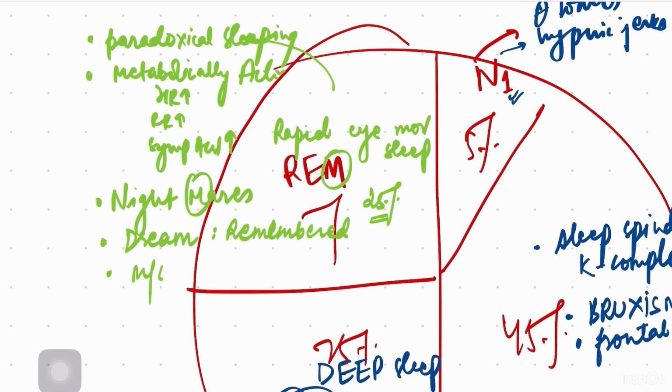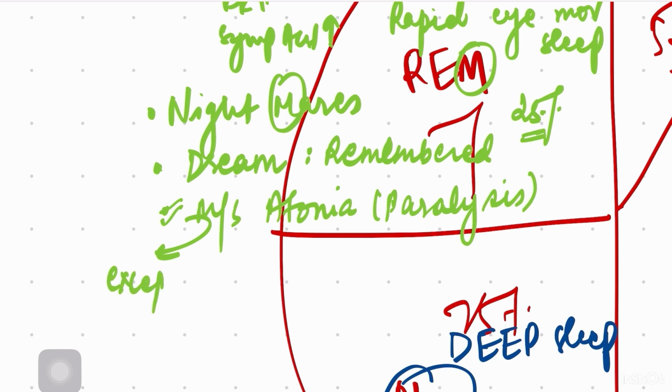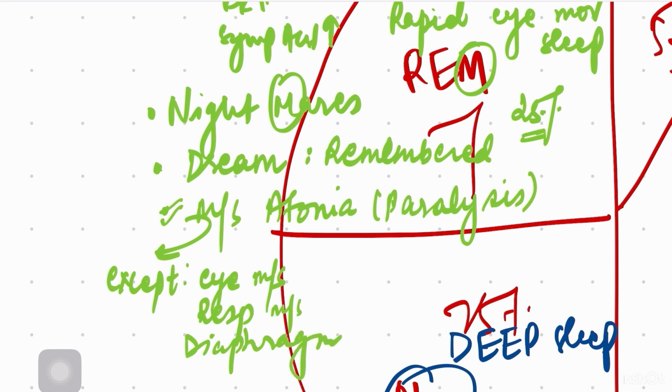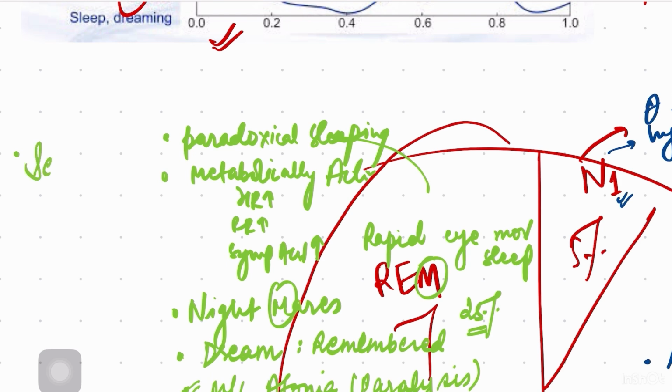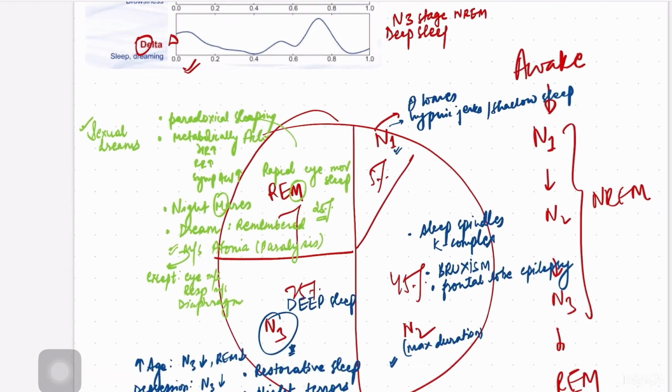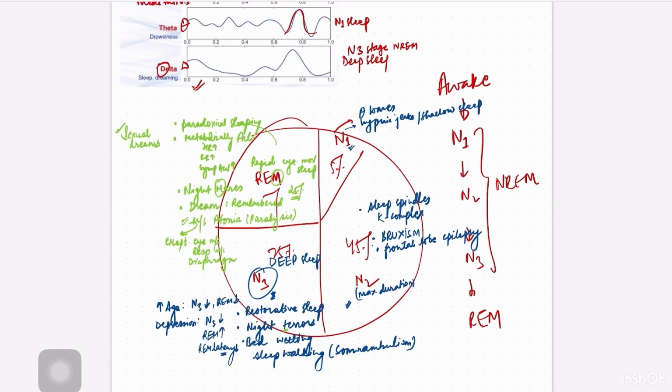All right, you will have muscle atonia, or paralysis, muscle paralysis. Exceptions to these are your eye muscles, because you are having ocular movements, your respiratory muscles like your diaphragm, and you will also have sexual dreams in REM sleep. There would be no night walking, bed wetting, nothing as such in REM sleep.